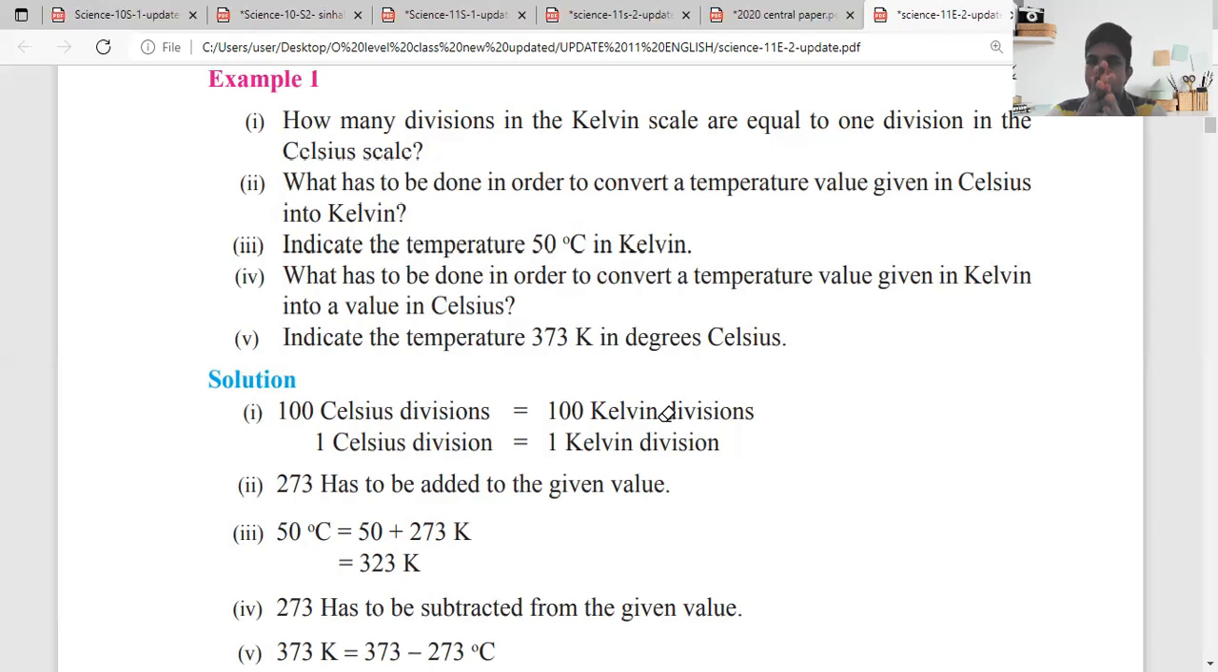They have given the Celsius value. You have to convert it to Kelvin. You have to add 273. So 50 plus 273 is 323. Write the answer also. These are the calculations. Definitely you will receive these types of calculation questions in your exam.